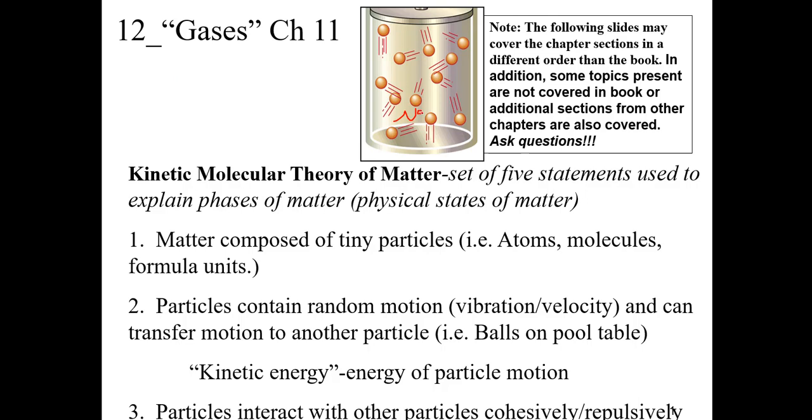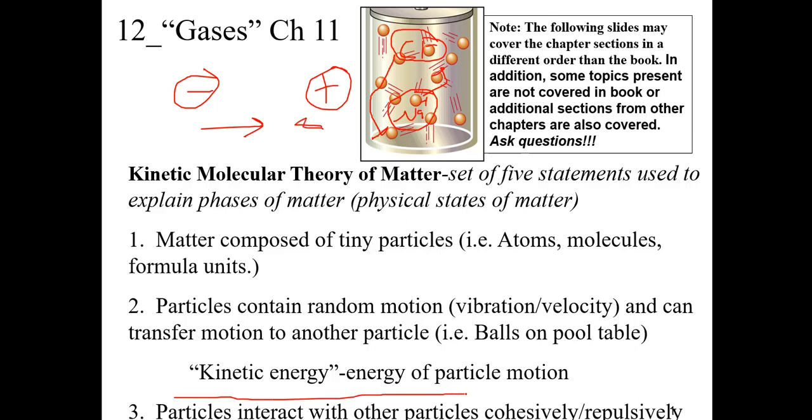Conversely, you can have a positive sodium ion gas particle that's floating around and a negative chloride ion gas particle, and then when they fly, even if they're not directly at each other, they may shift toward each other because opposite charges are attracted to each other. So that's why this next statement: particles interact with other particles cohesively and repulsively.